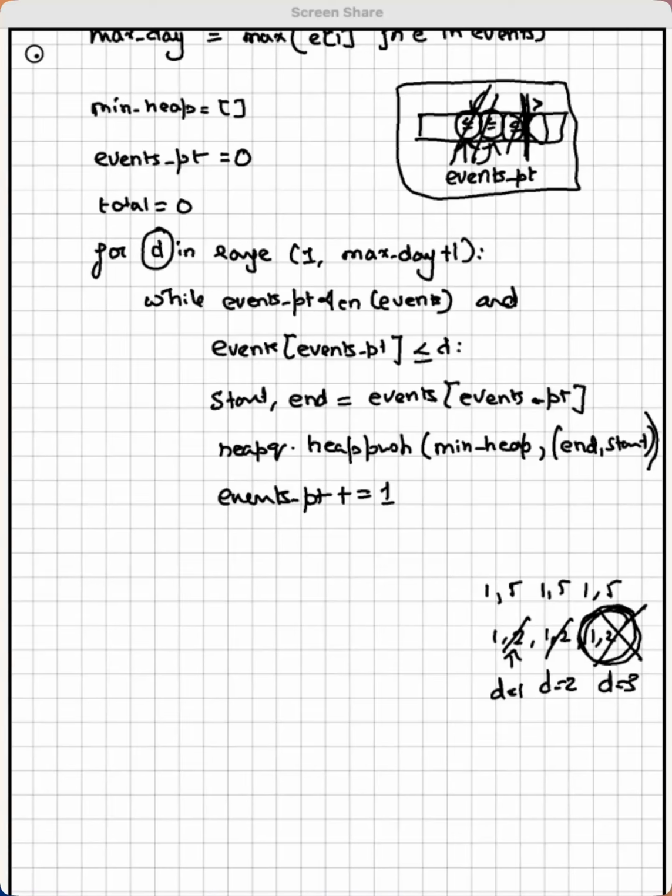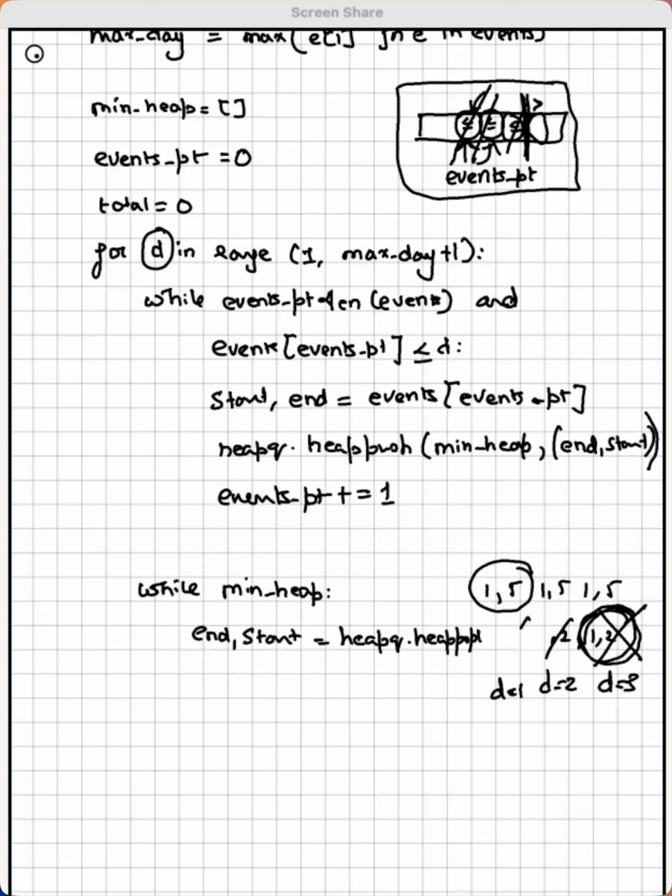So this is the only case that we have to take care of now. I'll have to keep excluding if I keep seeing such events. But other than that, if this condition does not hold, then the first one that I get would be the event that I can attend. So let's do that part. While min heap, I will get end comma start equal to heapq.heappop of min heap.